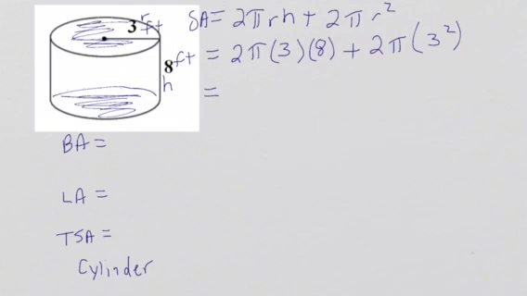We're going to go ahead and multiply. 2 times 3 times 8 is going to give us 48 pi, plus 3 squared is 9 times 2 is 18 pi. Our 48 pi is going to be our lateral area, and our 18 pi is going to be our base area.